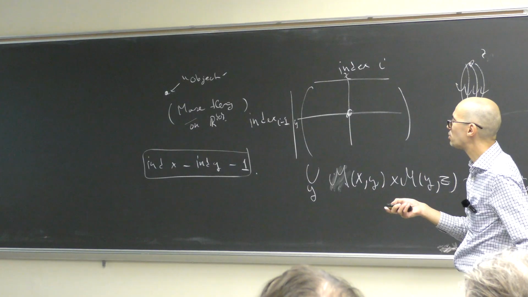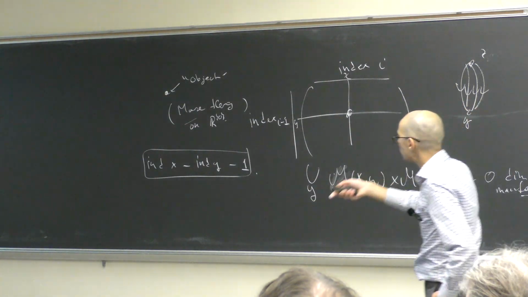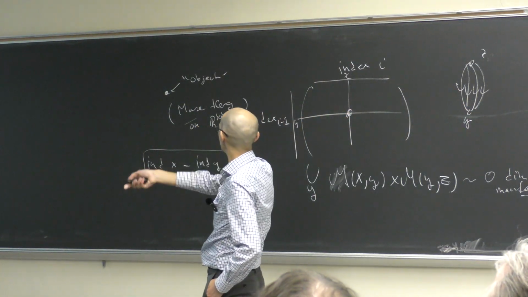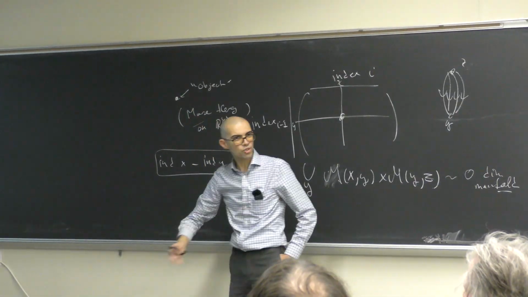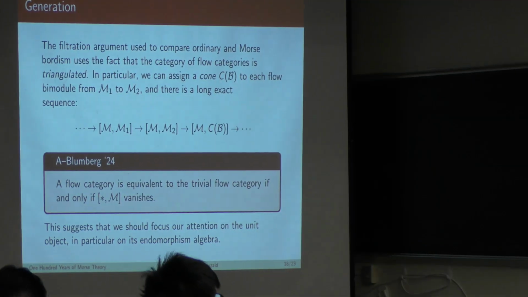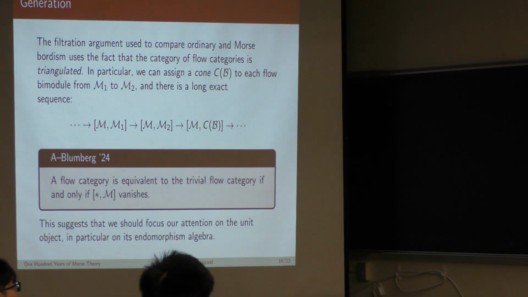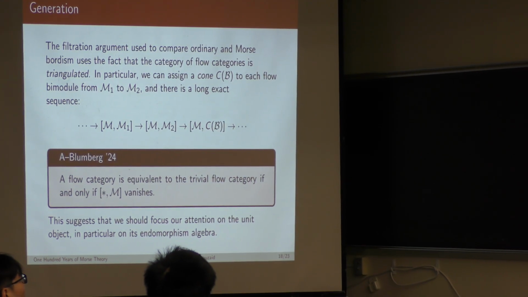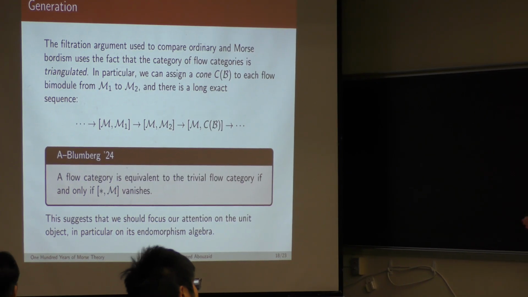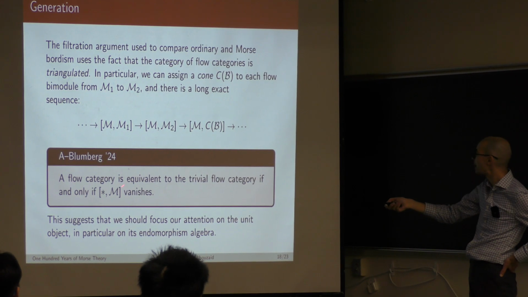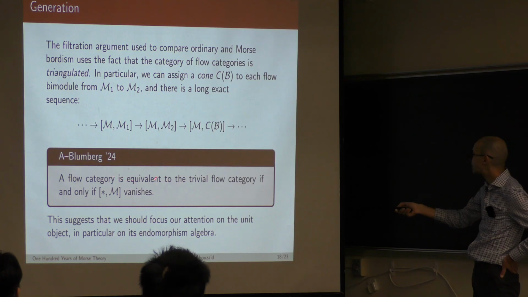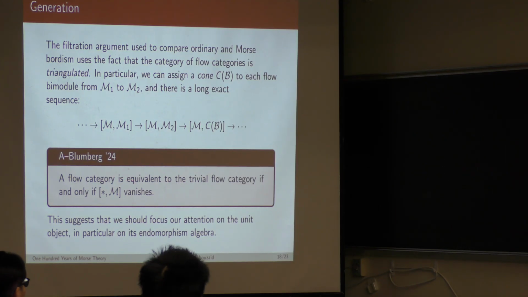The thing is, the slide basically says something like this. The structure of this category is sufficiently rich that you can make sense of the statement that understanding this one category with one object determines everything else. So this is what I'm trying to say: you prove that the flow category is trivial if and only if morphisms from this point category vanish.